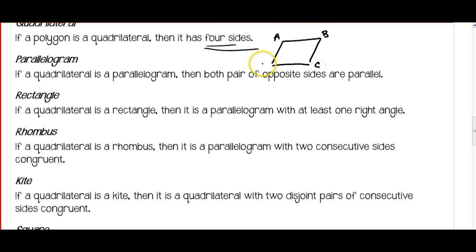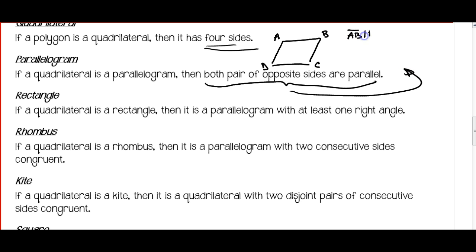So we've got ABCD is our parallelogram. If a quadrilateral is a parallelogram, then both pairs of opposite sides are parallel. So based on this, I would know that AB is parallel to DC, and I know that AD is parallel to BC.